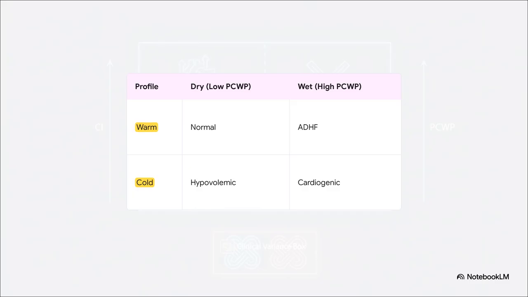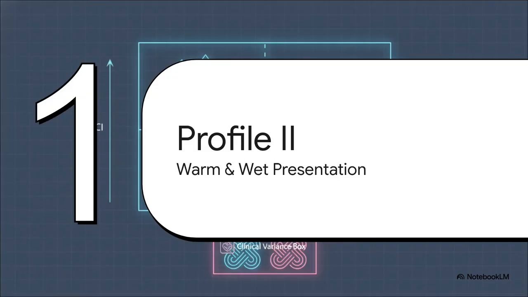By mapping our perfusion axis, warm versus cold, against our congestion axis, dry versus wet, we can strictly categorize any patient's shock profile. Now, a healthy patient is warm and dry, but pathological states push patients right into those other three quadrants. In a clinical setting, your absolute mandate is to use this high-contrast framework to instantly differentiate volume overload from hypoperfusion.